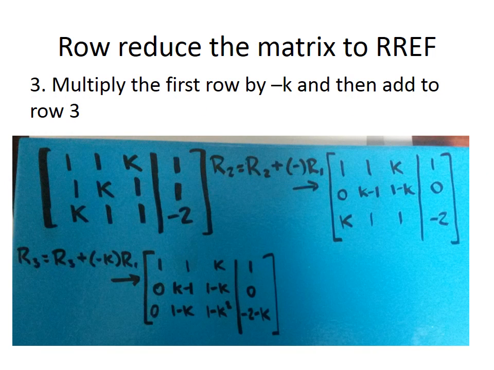Now we are going to get a 0 in the third row, first column. To do this, we need to multiply row 1 by -k and then add this to row 3.